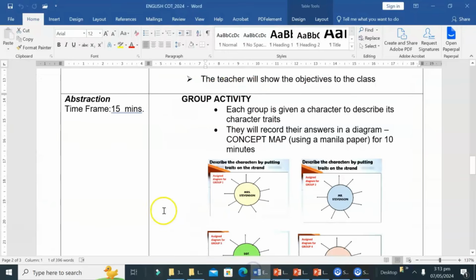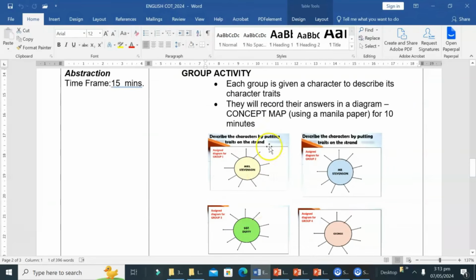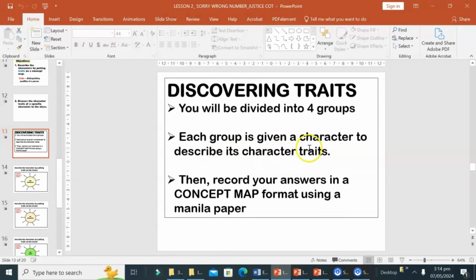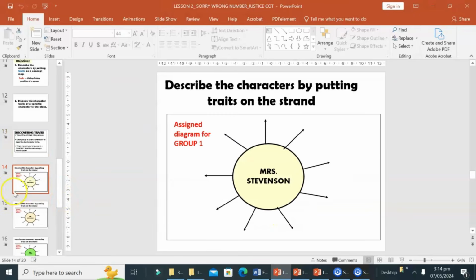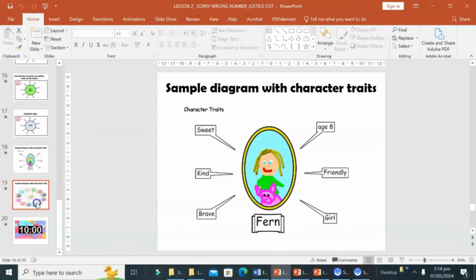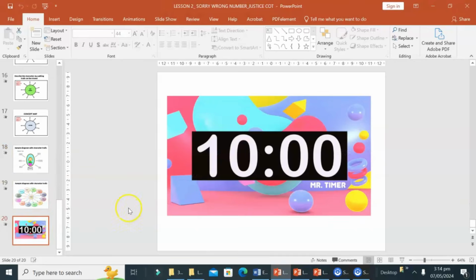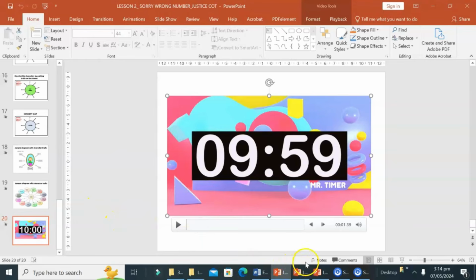So going back, so my activity to them is I group them into 4. Each group is given a character to describe. Then record your answer in a concept map format using a Manila paper. So this is the format. They will be working on this for 10 minutes. It should have to be always time bound.